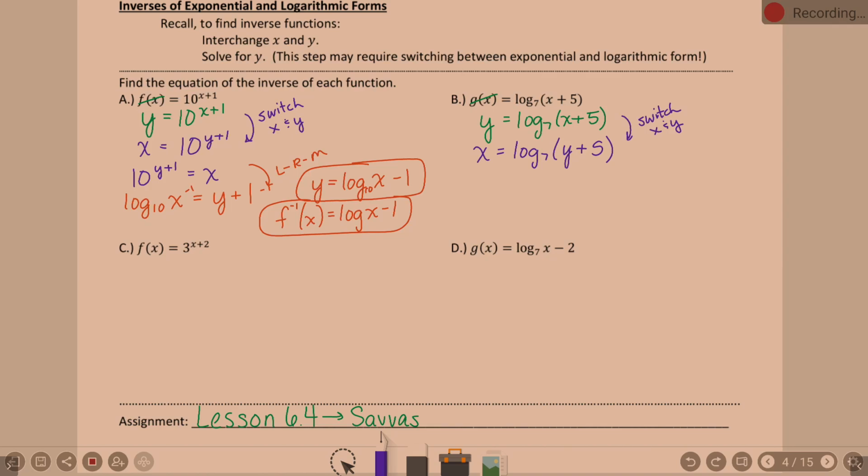Okay, after you switch x and y, your job is to solve for y. What's the problem with solving for y? Y is in the log, yes? How are we going to get it out of the log?